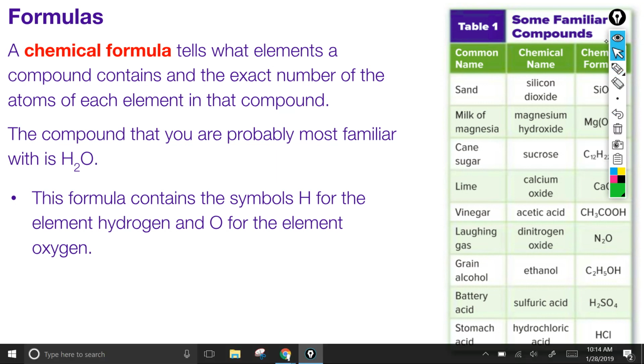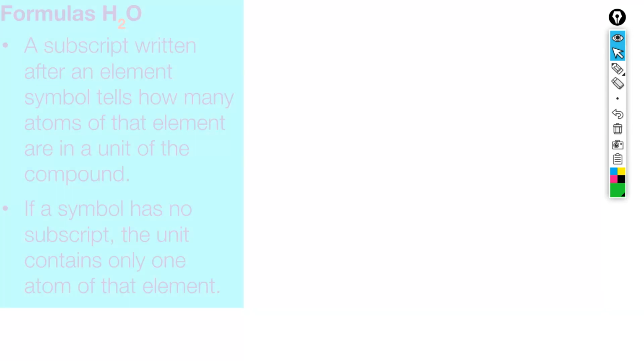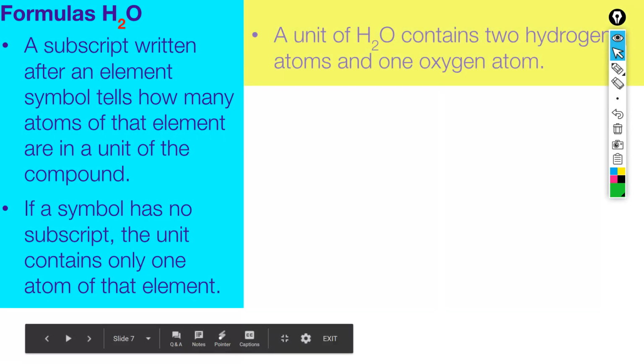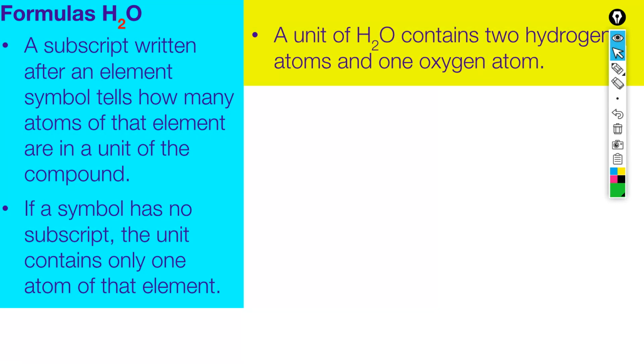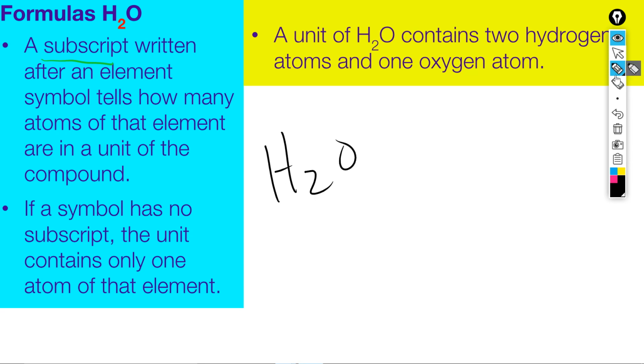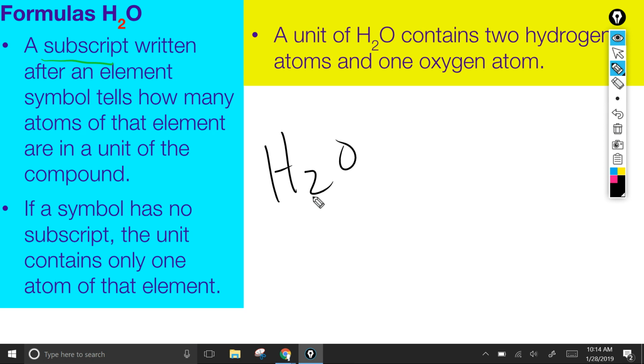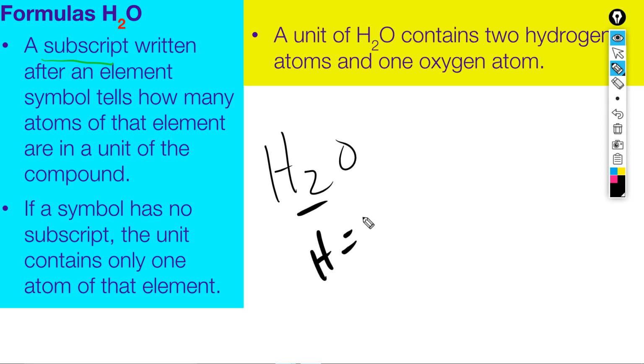The skill that we're going to acquire today is the ability to do element inventories. In order to do element inventories, you need to understand that there is a subscript written whenever there's more than 1 atom. So again, H2O. There are 2 H's, H equals 2. How many O's? 1 O.